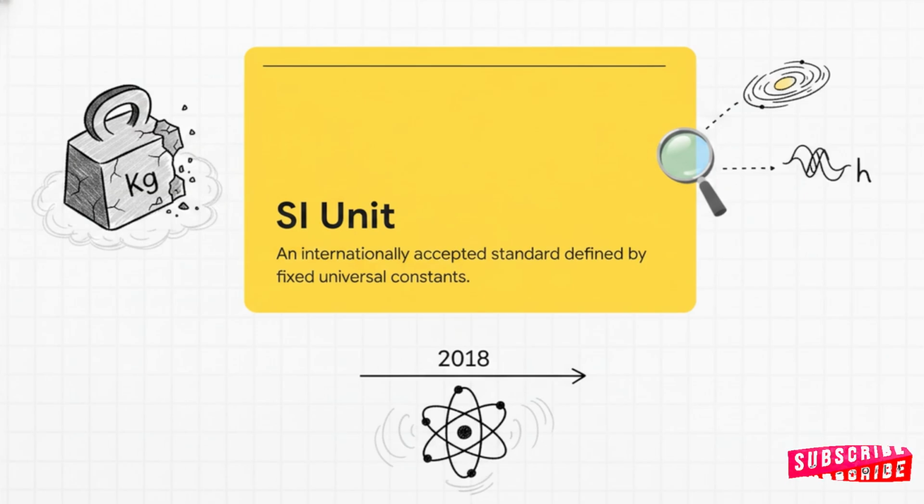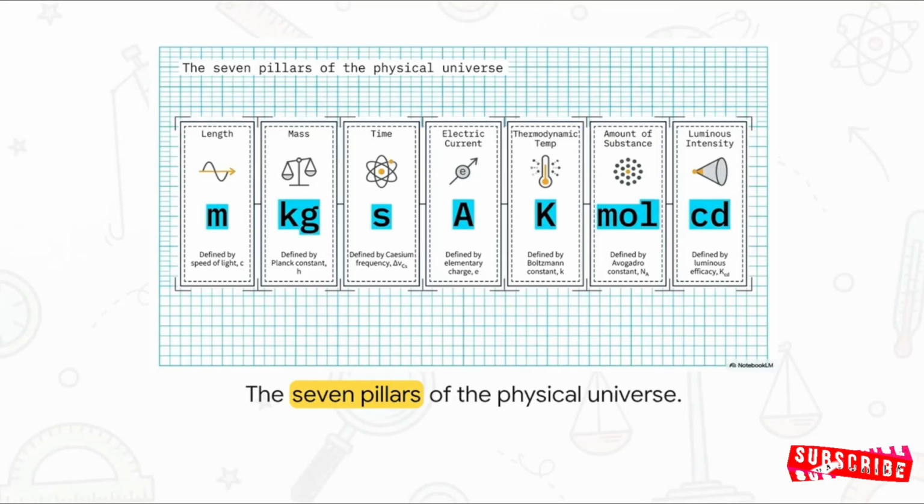But here's the kicker. Metal degrades. So in this absolutely fascinating revision back in 2018, scientists completely shifted the definitions away from physical objects and pegged them directly to fixed, unchangeable universal constants. And here they are. These are the 7 fundamental pillars of the physical universe. Literally everything you could possibly measure in your everyday life boils right down to these 7 base units.